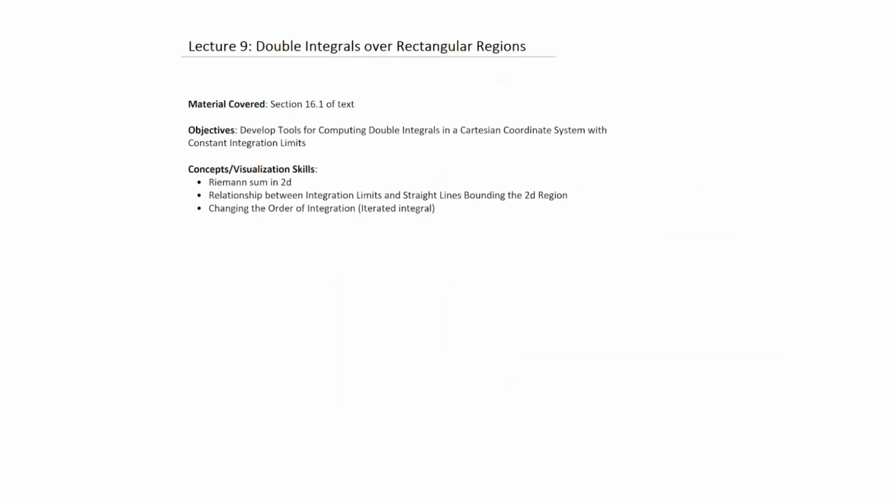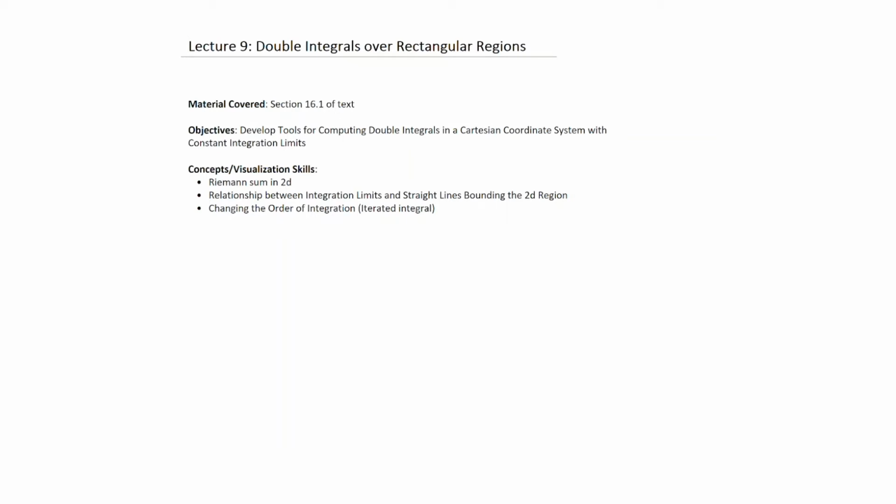Welcome to Lecture 9, which is entitled Double Integrals over Rectangular Regions. So we are now moving into the next portion of this course, which deals with integration. And so this is the first lecture on integration for the multivariable case. So the material for this lecture comes from section 16.1 of the textbook.